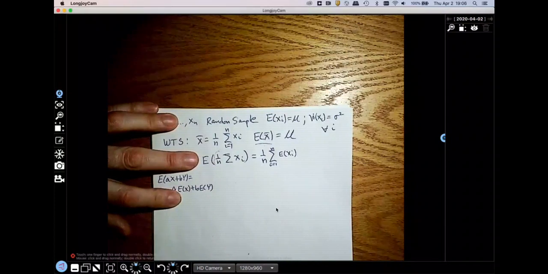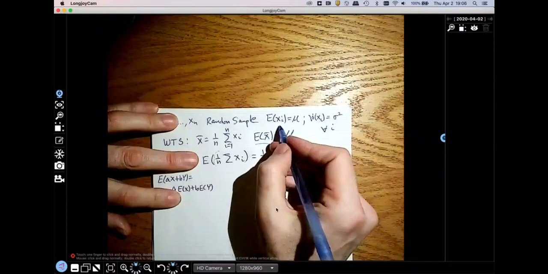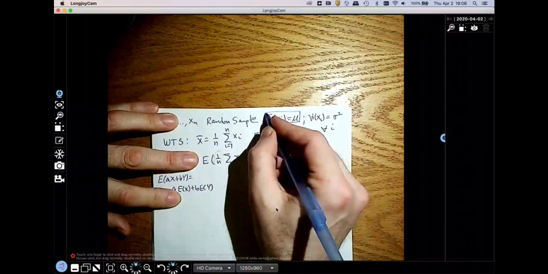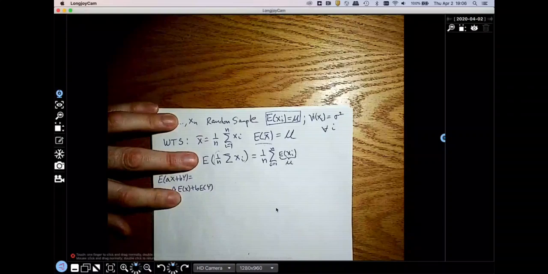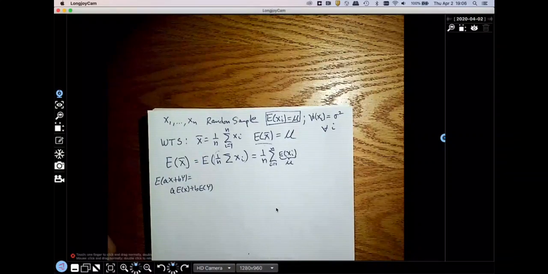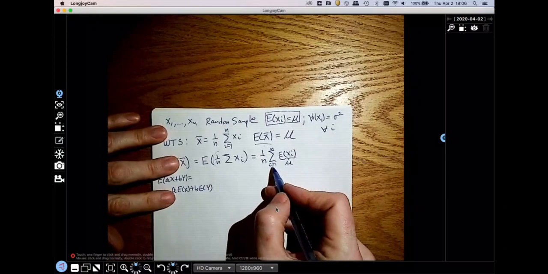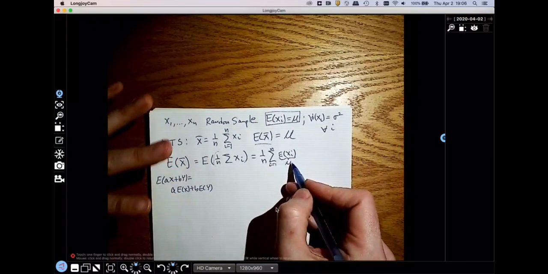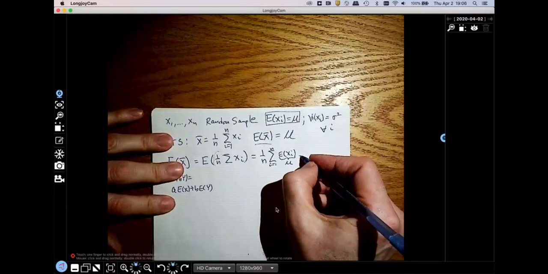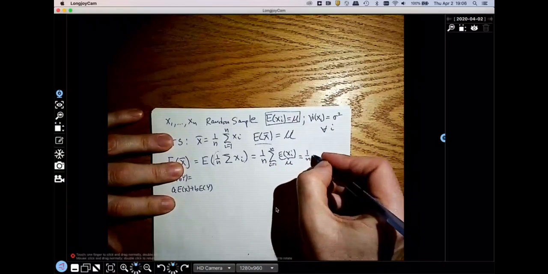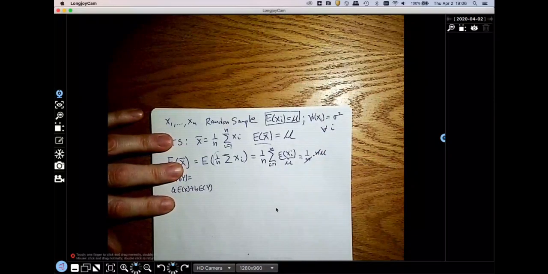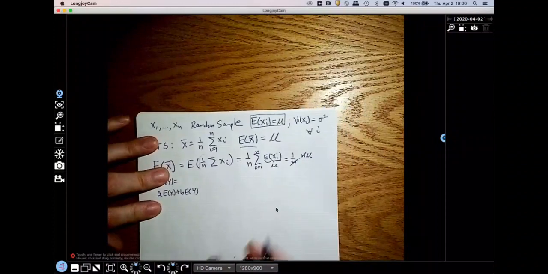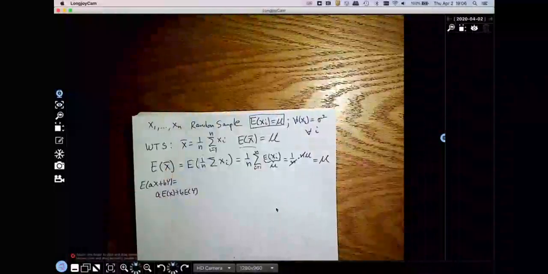Well, what is the expected value of x sub i? We've been told that the expected value of an x sub i is mu, and it's a common mu across all my observations. So we don't need a subscript there. So what is the sum from i equal 1 to n of mu? I just have n copies of mu. So this is going to be 1 over n times n mu, and notice my n's cross out, and we're left with simply mu.